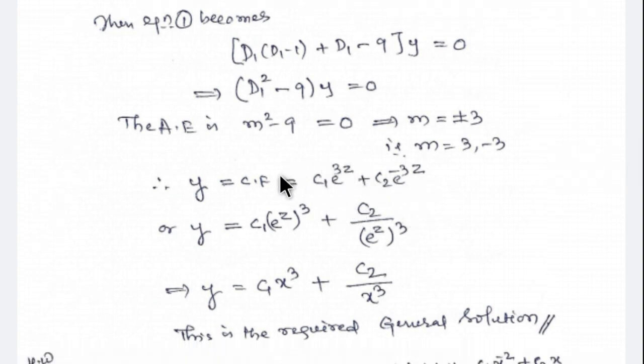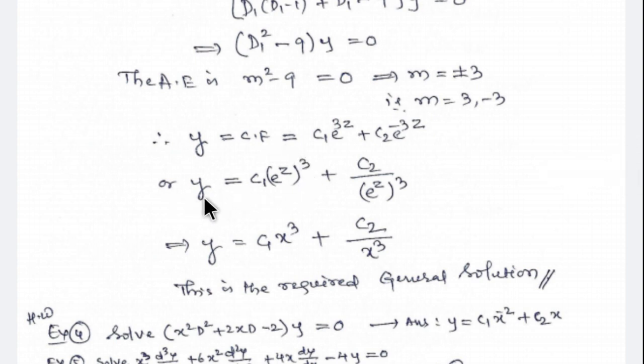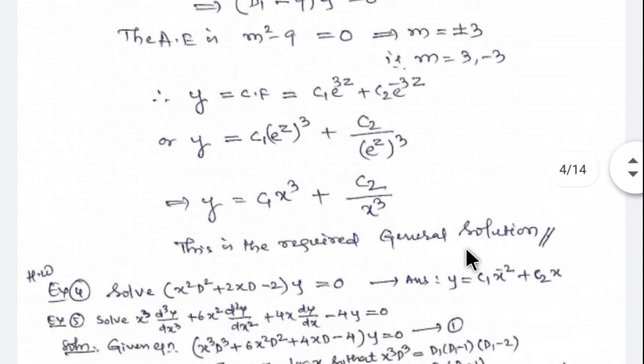This is a general solution of the transformed equation. To find the general solution of the given equation, you have to substitute back. y is equal to C1 into x, e raised to 3z means e raised to z, whole raised to 3, plus C2 divided by e raised to z raised to 3, since the negative index goes to the denominator. This implies y is equal to C1 x cube, writing x in the place of e raised to z, plus C2 by x cube. So this is the required general solution.